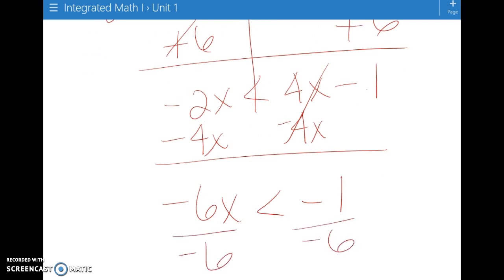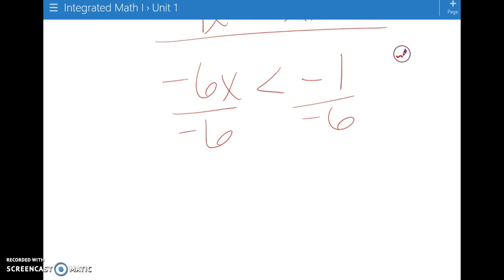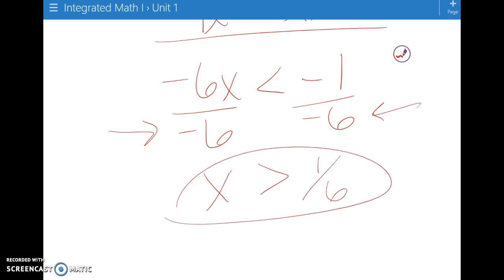Divide by negative 6 on both sides. Since I'm dividing by a negative, my sign has to flip. So the less than will become a greater than sign, and I get x is greater than 1/6. There you go.